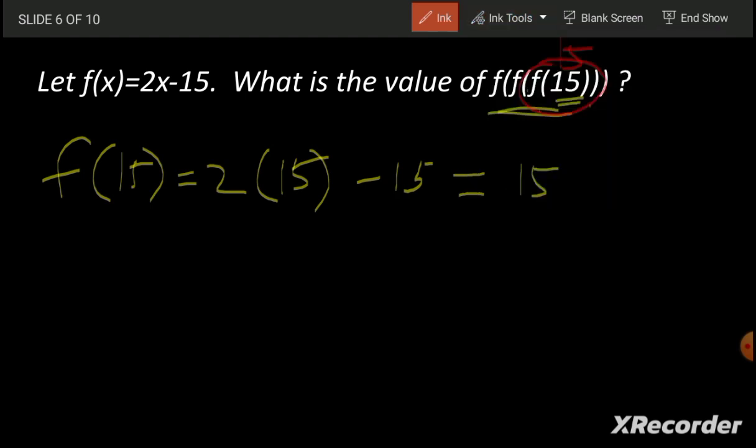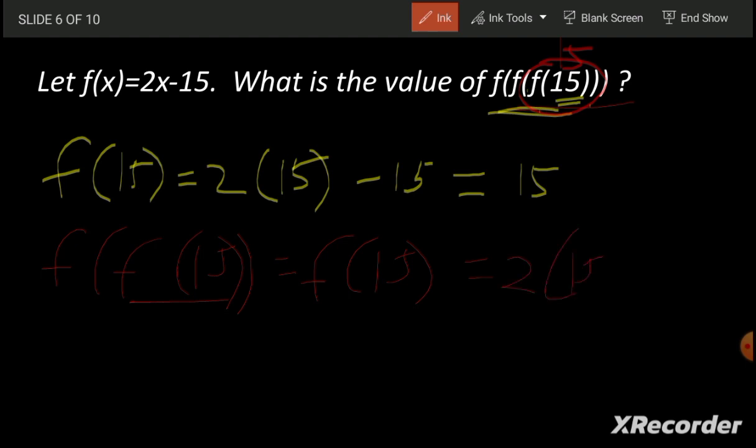Then from that, we can move to our second f from the innermost. So we have f of 15. But f of 15, this one is 15. So we can simplify it as f of 15 again. So we have 2 times 15 minus 15, which is still 15.